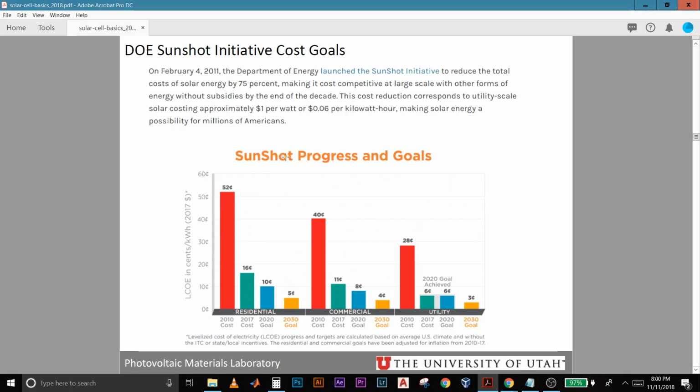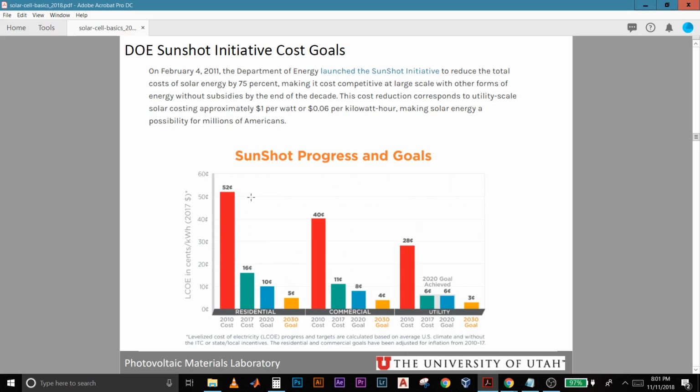So as we can see in the Sunshot progress and goals chart, they have three types of markets that they want to address. First is the residential, then commercial, and then utility. And you can see in 2010, the cost of solar power was about 52 cents. Now we want to reduce this so that it's cheaper than conventional electric current generation. So it says this cost reduction corresponds to utility scale solar costing approximately $1 per watt or 6 cents per kilowatt hour, making solar energy a possibility for millions of people in the US.